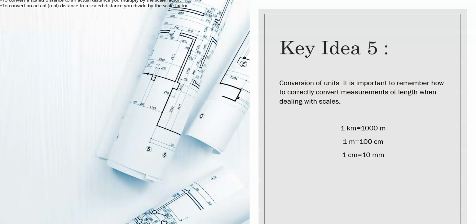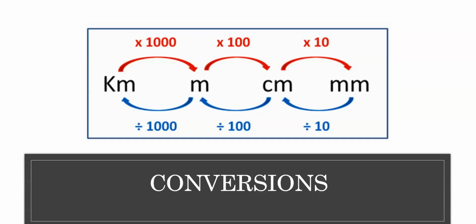Okay, so key idea number 5, conversion of units. It's important to remember how to correctly convert measurements of length when dealing with scales. So remember that 1 kilometre is 1,000 metres, 1 metre is 100 centimetres, and a centimetre is 10 millimetres. We needed that on that last one. Okay, so this is a good diagram just to remember with your conversions.